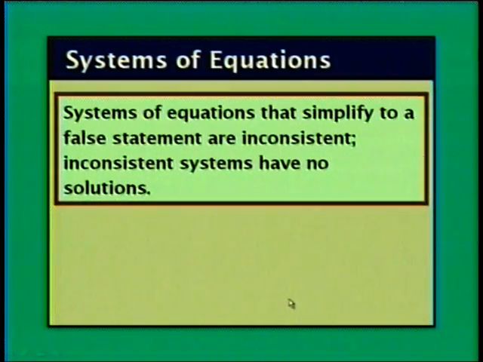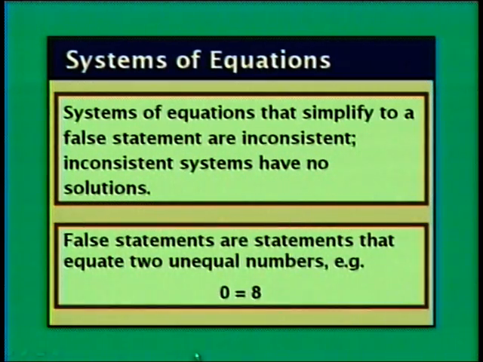So suppose that we were trying to solve a system of equations using the substitution method or the elimination method. How would we recognize that we had an inconsistent system or dependent equations? Well, systems of equations that simplify to a false statement are inconsistent. Inconsistent systems have no solutions.